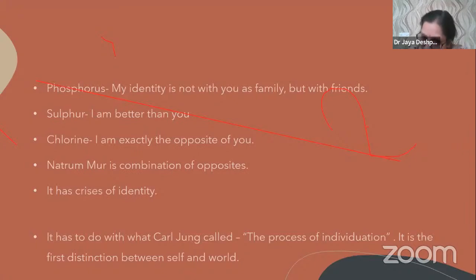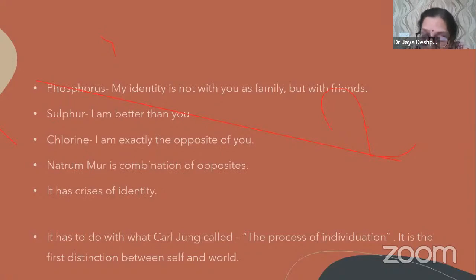That's why natrum is quite an interesting remedy, because it can throw up exact polar kind of symptoms also because of the mure element. So natrum mure has this crisis of identity, because one part, the salt is composed of natrum and chlorine. So natrum is I don't know, I only have my identity with regard to the other person, like I am their daughter, I am their son. Whereas chlorine wants to be exact opposite of the mother. So that is why natrum mure has this identity crisis.